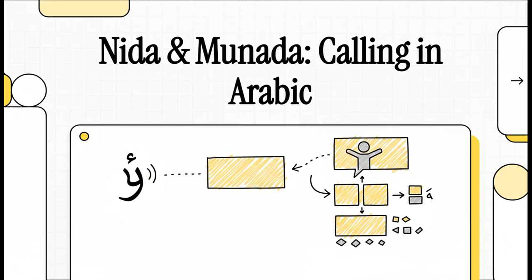Have you ever stopped and wondered what's really going on grammatically when you hear someone call out a name in Arabic? It's way more than just trying to get someone's attention. It's actually a super precise system with its own set of fascinating rules. So let's dive right in and break down this whole art of calling someone, or nida, in Arabic.